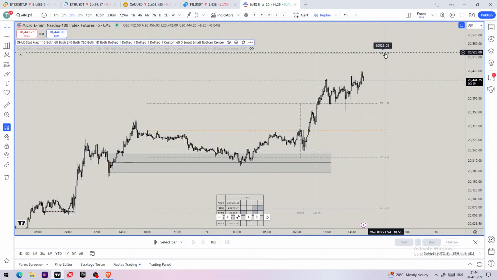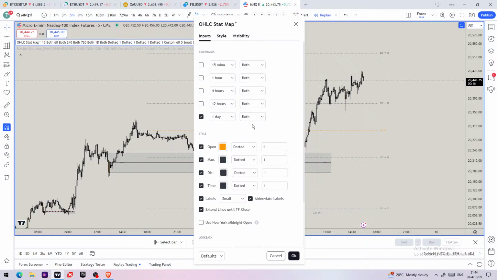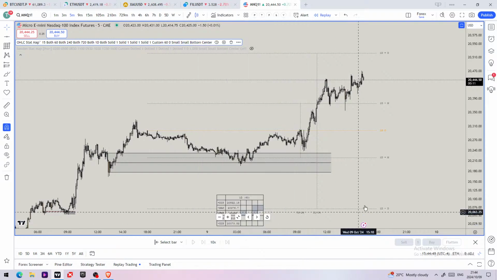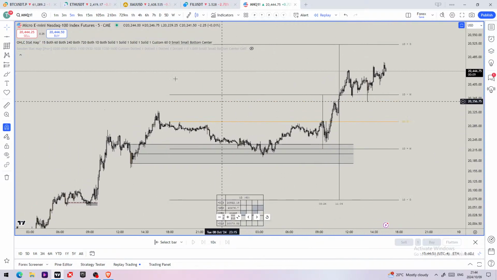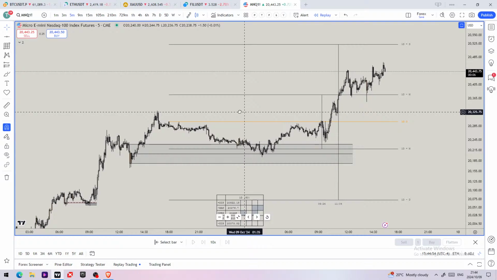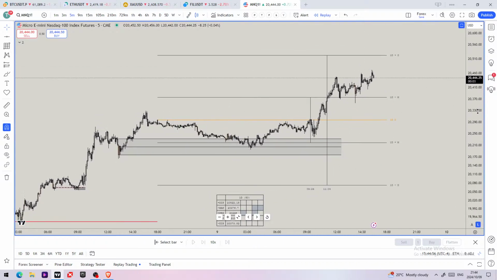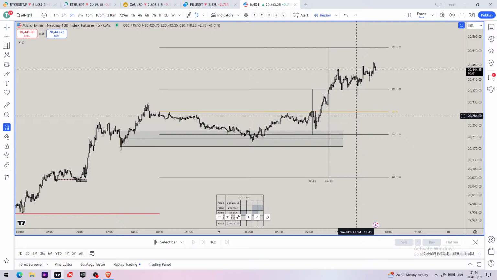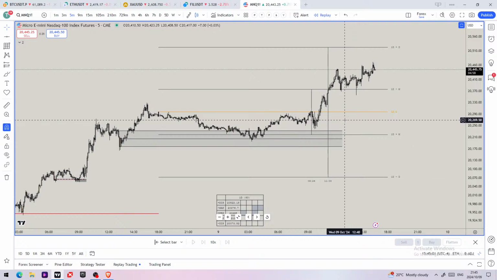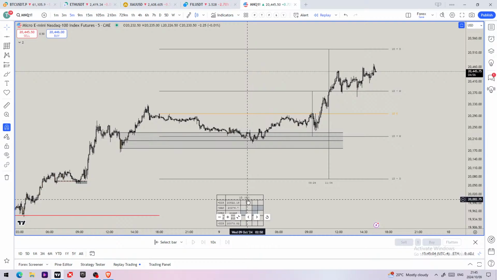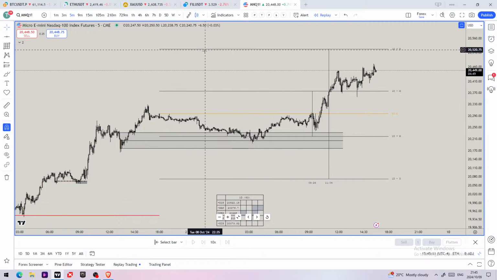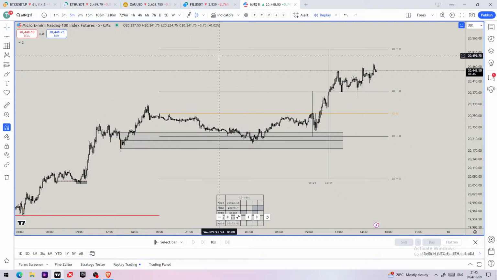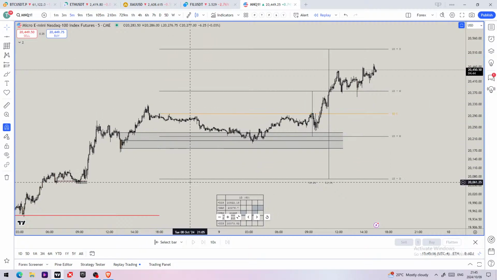So it's not just something spitting out random levels. These are not random levels. These are calculated, and on a daily it can go back 50 years worth of data. It's telling you that over an X amount, in this case 60 daily sessions, the statistical manipulation and distribution levels are this much above and below the open price.